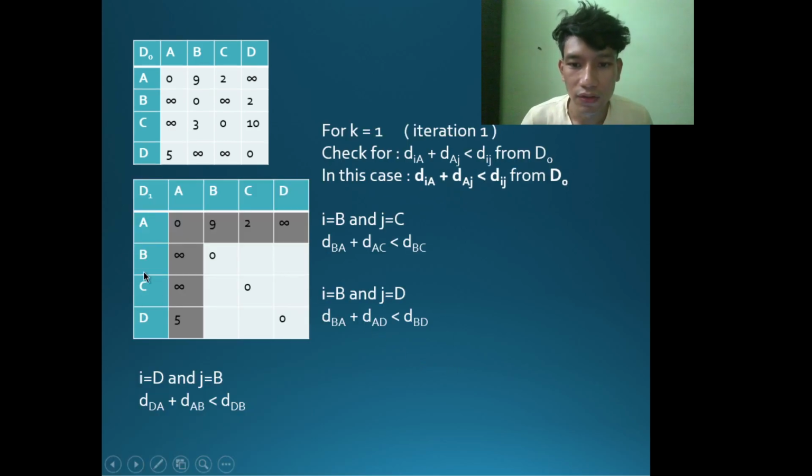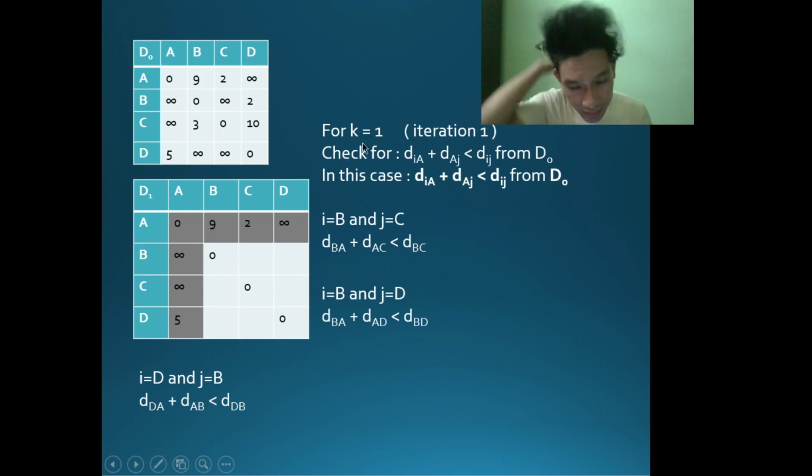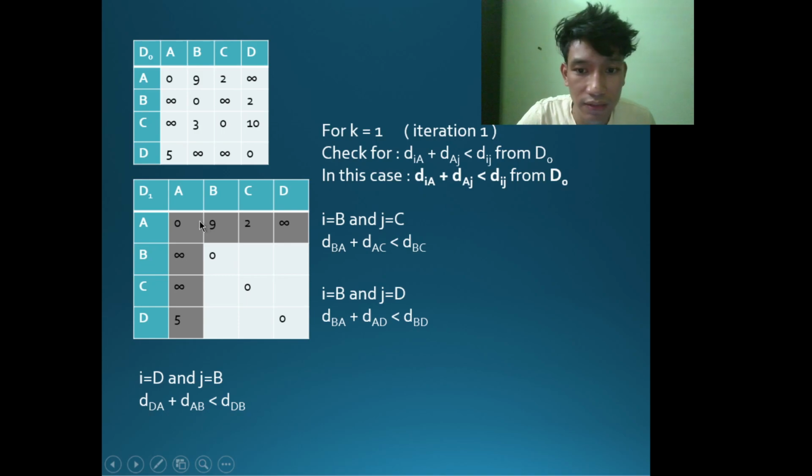For the first iteration, k is equal to 1, we will fix the first row and first column. The first row and first column are similar to the previous matrix D naught, which is 0, 9, 2, infinity, and then 0, infinity, infinity, 5, 0, infinity, infinity, 5. Since it is a simple graph, all the principal elements are 0, so we will keep them like this.